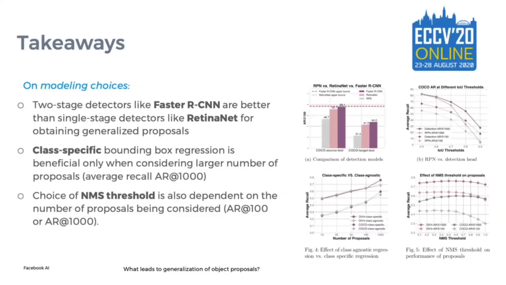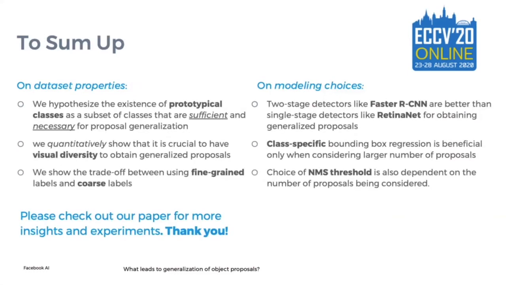label space. We also provide modeling insights for training generalized detectors, such as two-stage versus one-stage detectors, class-specific versus class-agnostic bounding box regression. To sum up, this paper provides analysis towards scaling up detection to a large number of classes in a more data-efficient way.